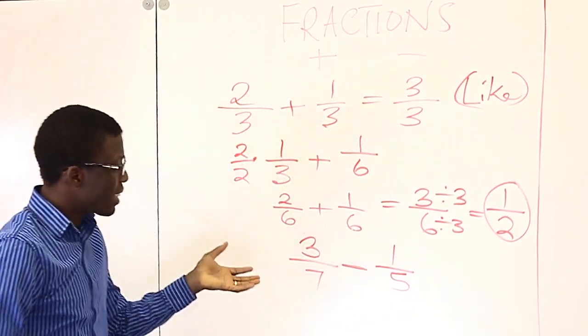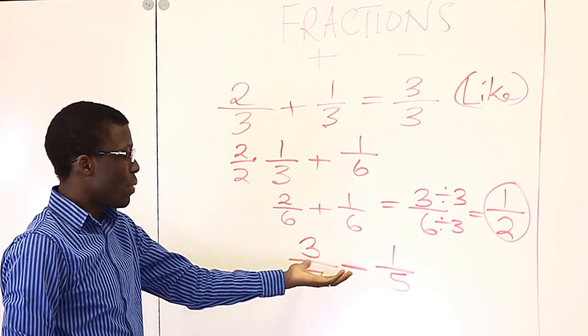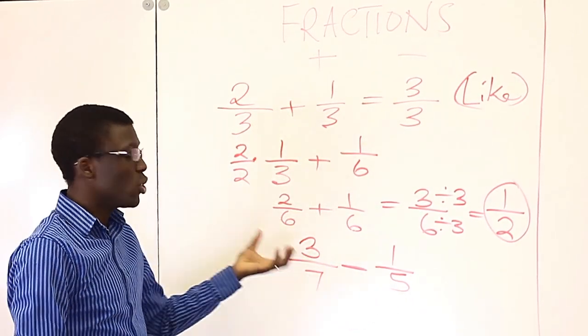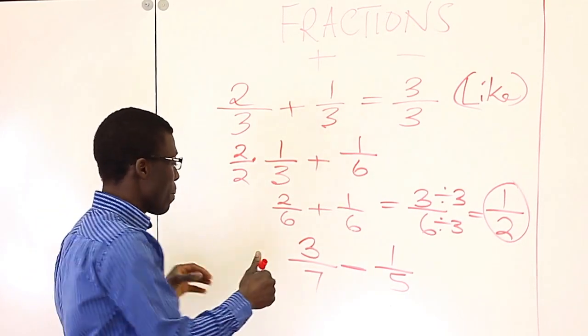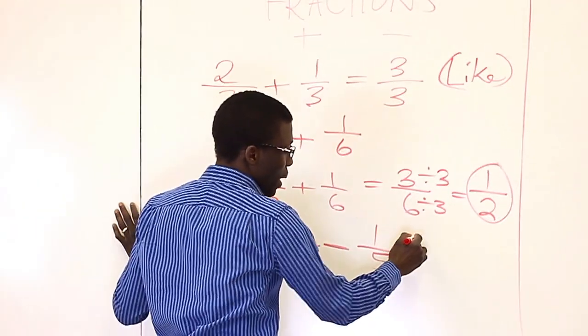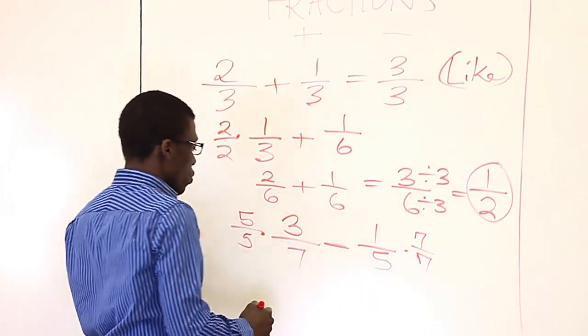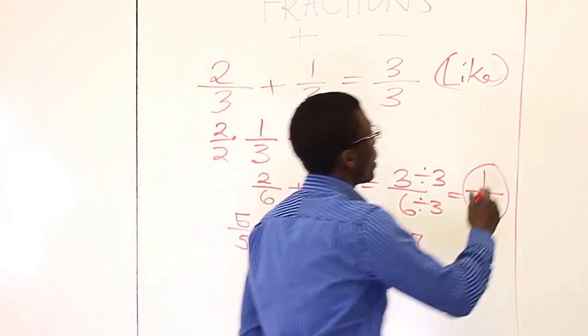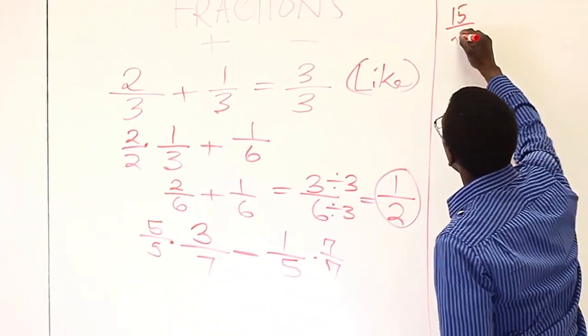Well, notice in this case, you can't do what we did over here because 7 and 5 are both prime numbers, and we're going to change the denominator so that they're the same. So we're going to multiply this one by 5 over 5, and we're going to multiply this one by 7 over 7. So we get 5 times 3 is 15 divided by 35. So we get 15 over 35.